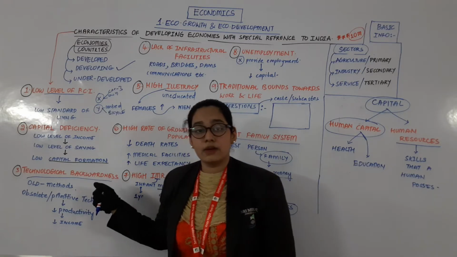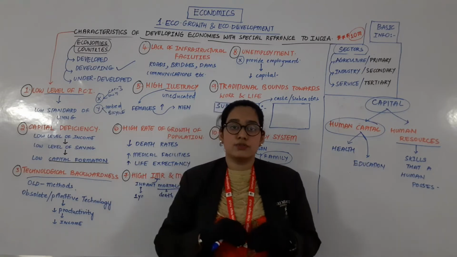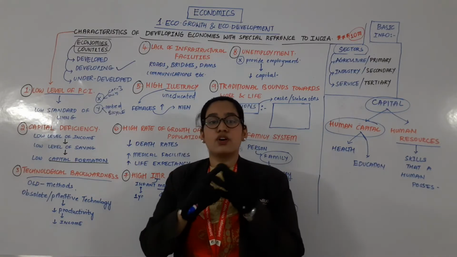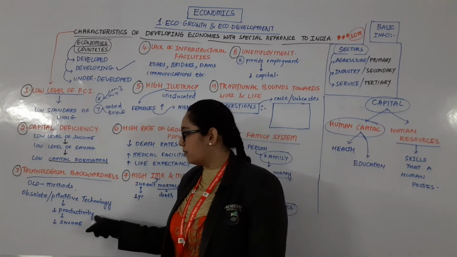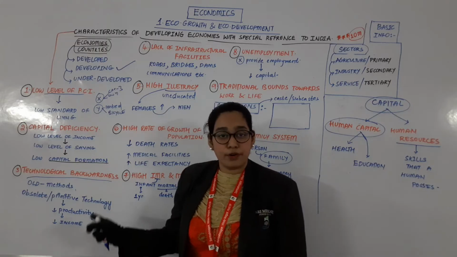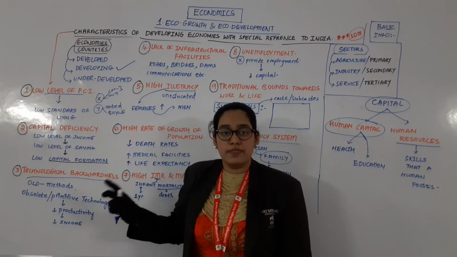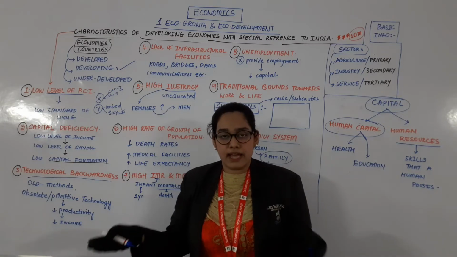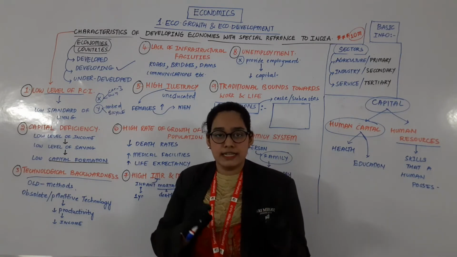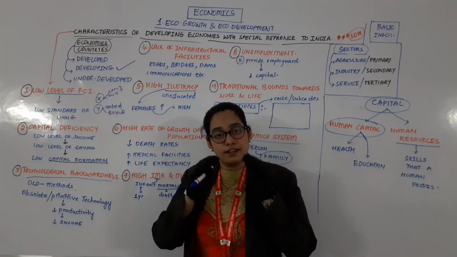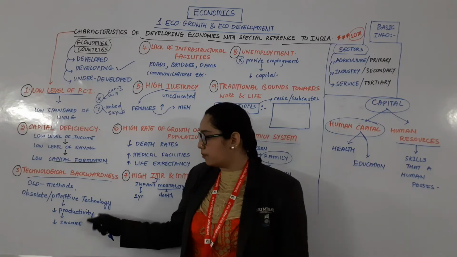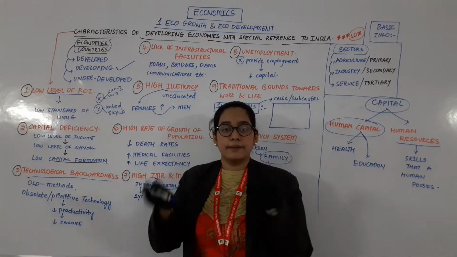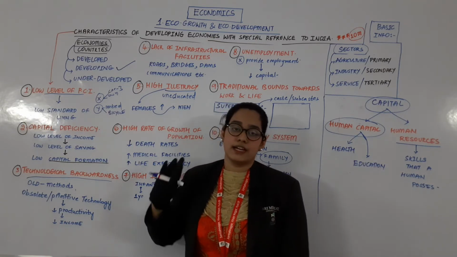So, technological backwardness means we are using old methods, primitive technology, because of which our productivity is low. When productivity is low, it means your output is low, you are manufacturing less. Instead of 100 bags, you are making just 50 bags. That means your productivity is less. So, when your productivity is less, you do not have much income. With low income, you are considered a developing country.